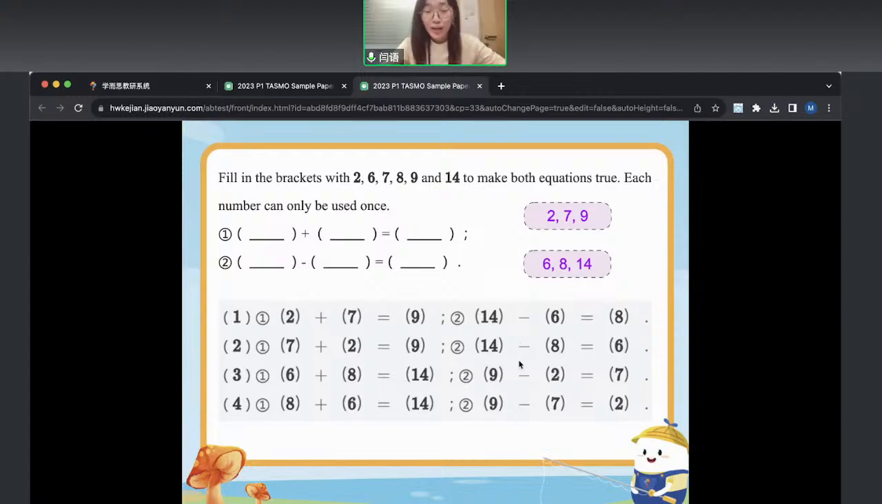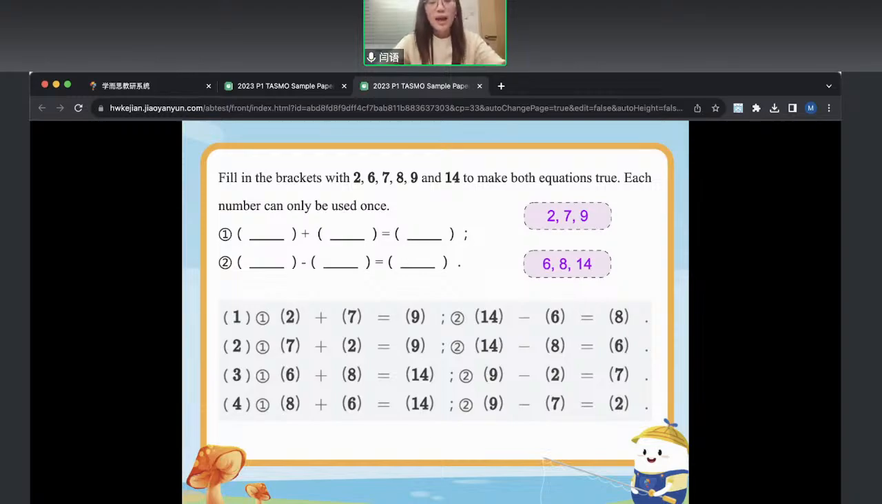Okay, so here everyone, what is the key point? The first one is always to observe the numbers. Try to find the potential relation. Understand? Okay, do remember to observe first, okay?